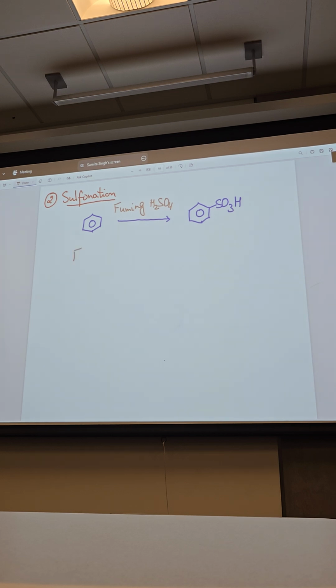Fuming sulfuric acid is basically sulfuric acid that is extremely angry. No? Did it work? That was not good enough for you guys.